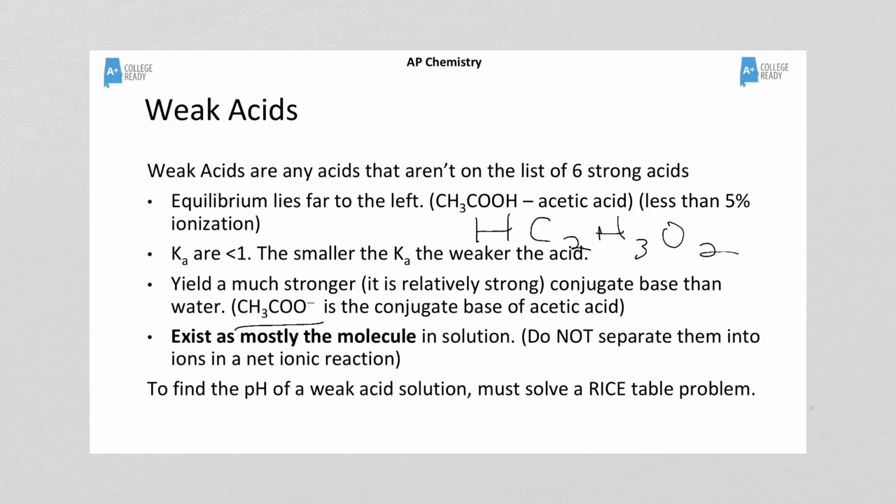When we're asked to find the pH of a weak acid solution, it's not that simple. We have to go through an equilibrium problem. A RICE table is really helpful to keep up with information. And at the end of the RICE table, once we know how much H+ or hydronium ion has formed in the solution, then we can use the pH formula. So it's more of a process.